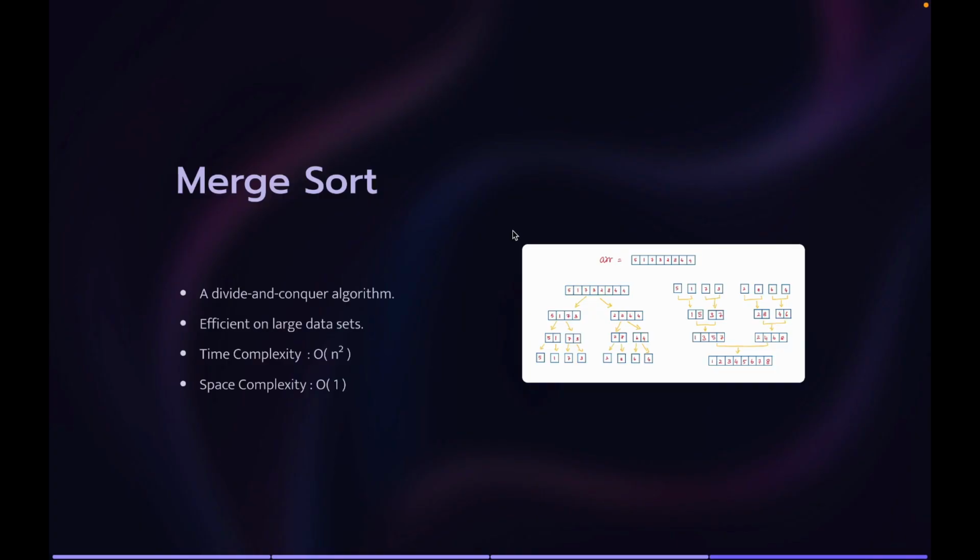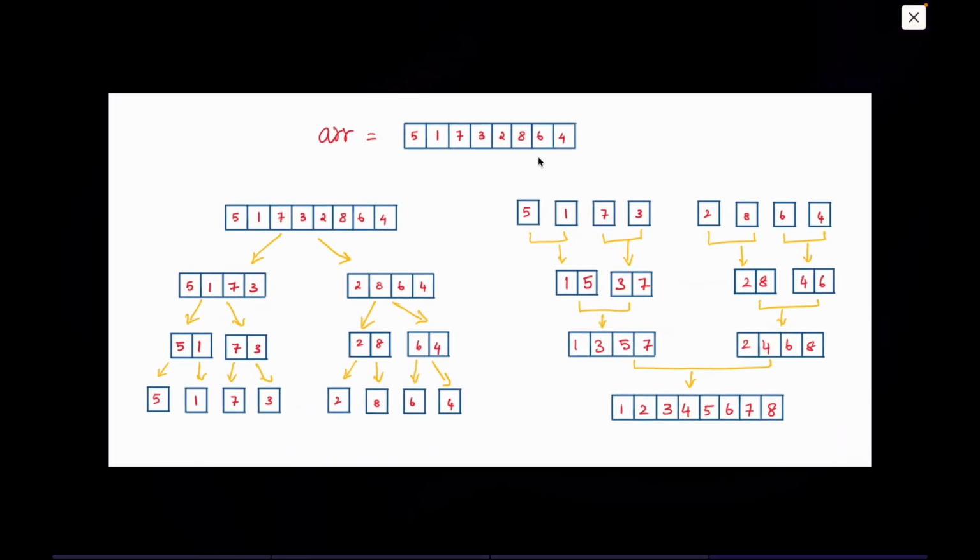Merge sort. Merge sort is a divide and conquer algorithm that divides the input array into two halves, recursively sorts each half and then merges the sorted halves. For example, here we have got an array which will be divided into two halves. Then that will be divided into two halves, then again divided into two halves until we have got only one element per array.